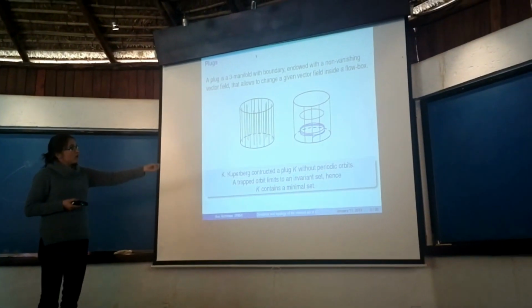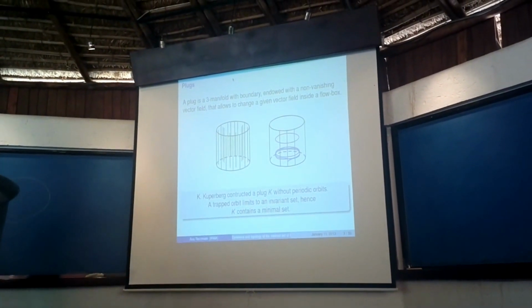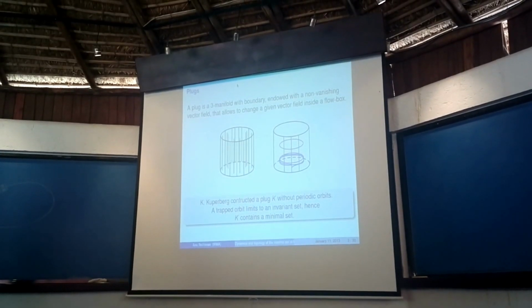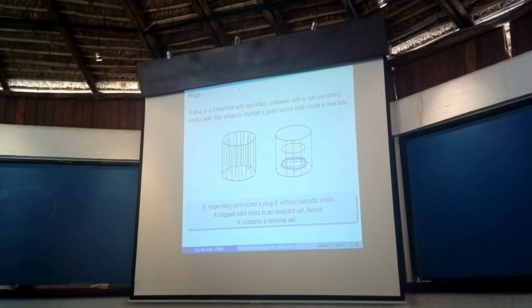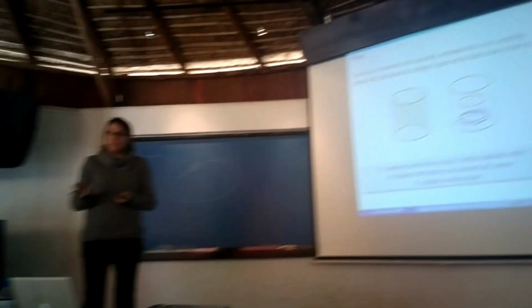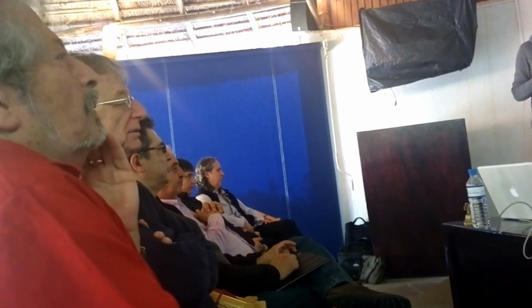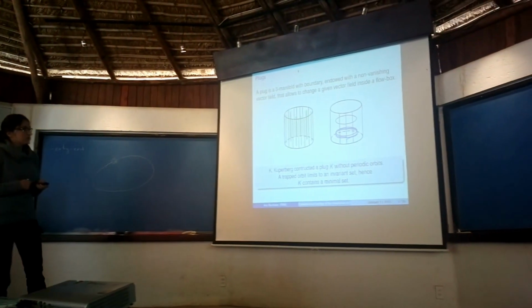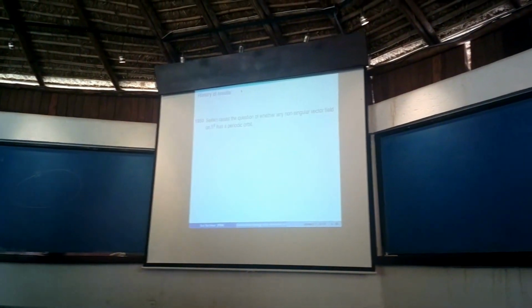And so if you have a trapped orbit, it will accumulate on some invariant set that will contain a minimal set. Minimal set means a minimal closed invariant set. So let me tell you a little bit about the history of this theorem, what happened before.